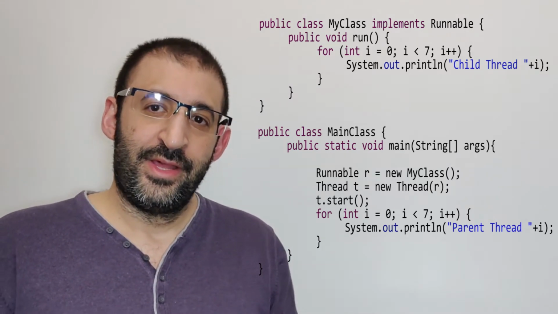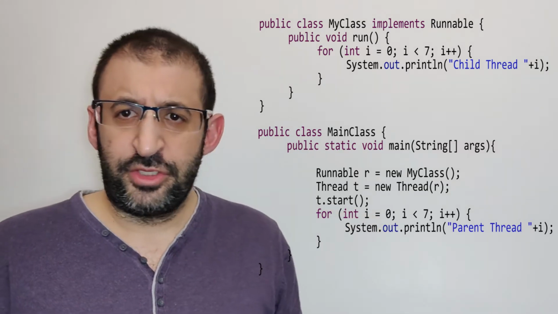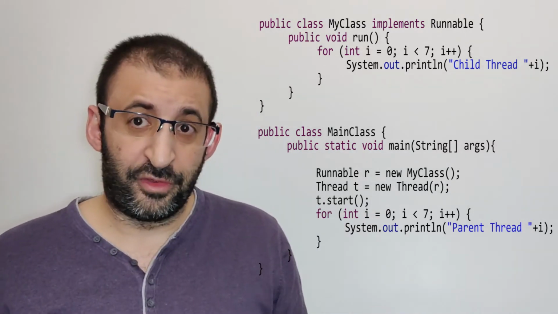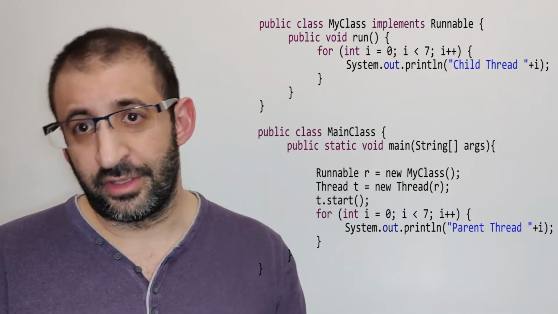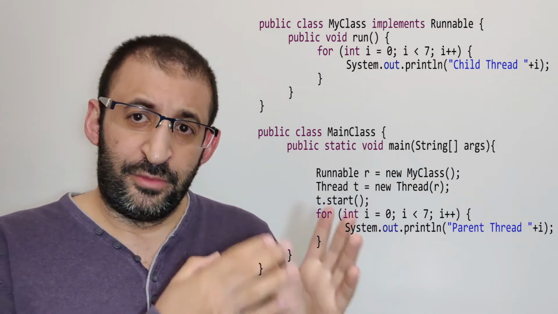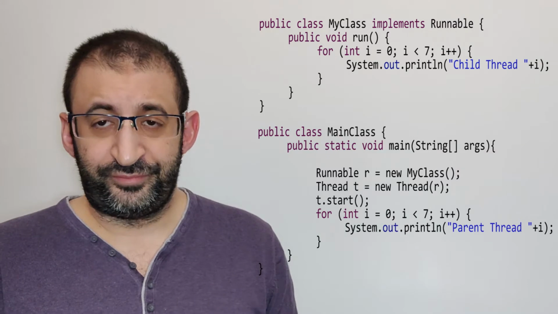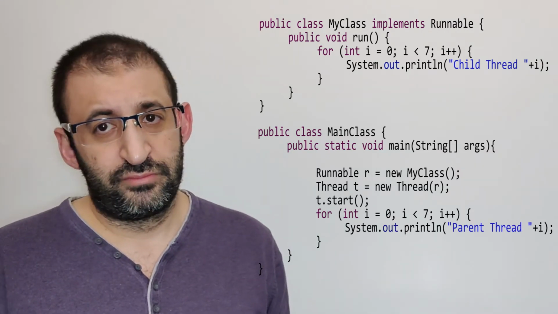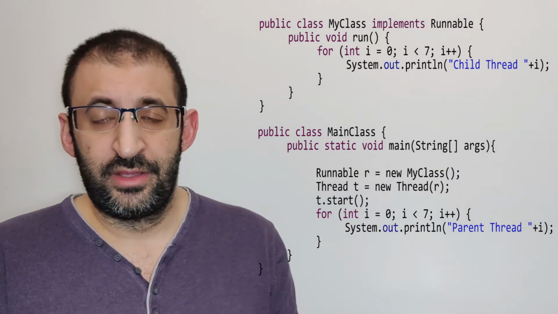Okay? After this, I can add another for loop for the main method, for example, for i until 5 with System.out.println main thread of i. Okay?